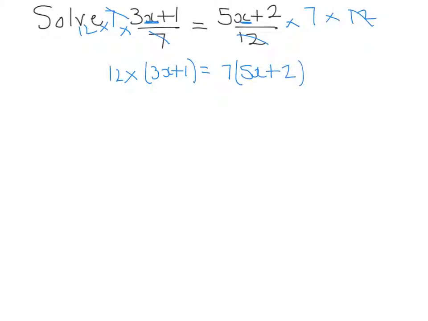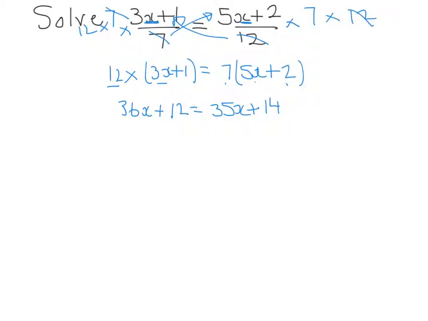Now another way I guess to remember it is just to remember to multiply the 7 by the 2x plus 5 and the 12 by the 3x plus 1. Now let's expand both of these. So 12 times 3x is 36x, and 12 times 1 is 12. And 7 times 5x is 35x, and 7 times 2 is 14.